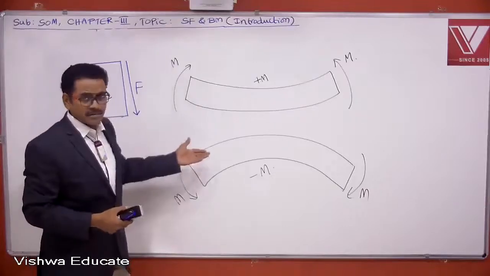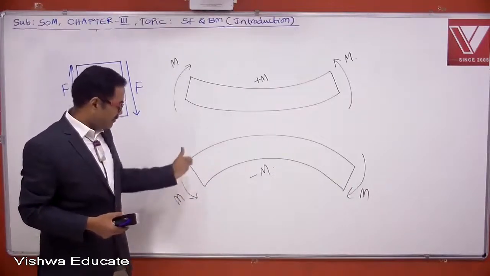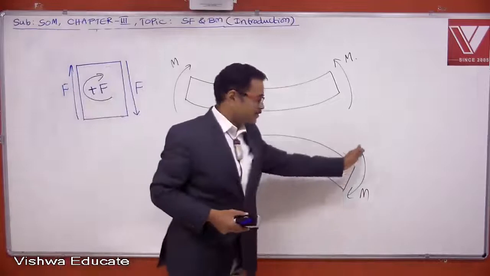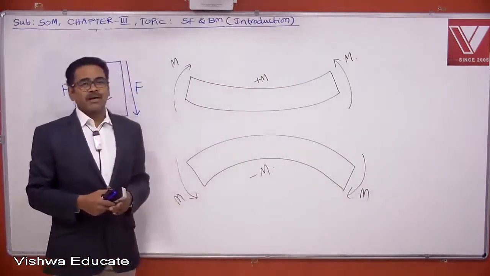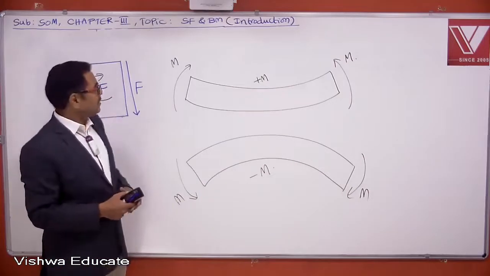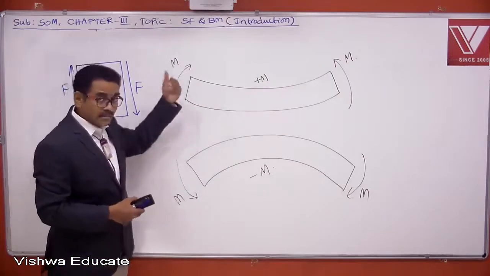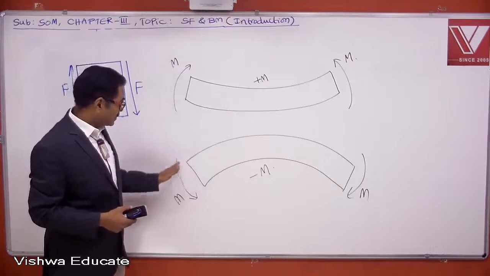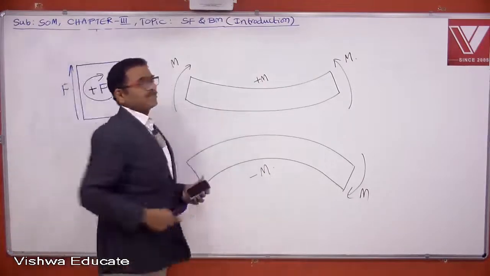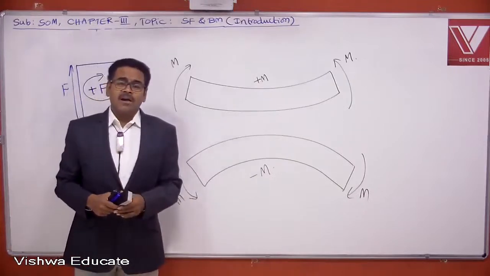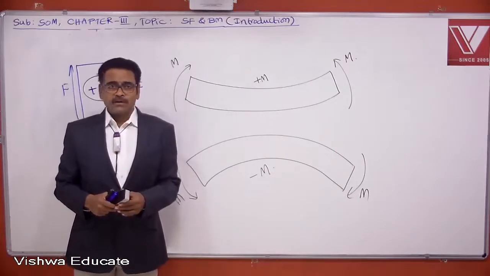If it is reverse, anti-clockwise on the left of the section and clockwise on the right of the section, this section of beam carries negative bending moment. Like this you can understand, right? So left of the section clockwise, positive bending moment. Left of the section anti-clockwise, negative bending moment. Or all sagging moments are positive bending moments. All hogging moments are negative bending moments.